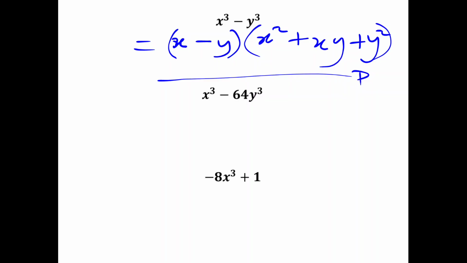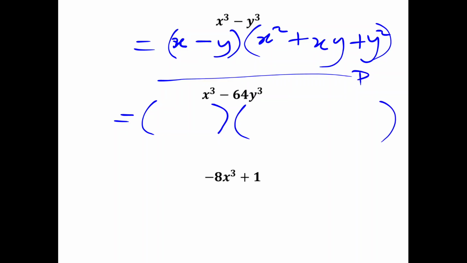So x cubed minus 64y cubed. Obviously x cubed is a cube, then 64 is a cube of 4. So we can think that 64y cubed is actually 4y all cubed. So therefore we have a difference of cubes. So to factorize this, we're going to open two brackets. One for a binomial and the other for a trinomial.